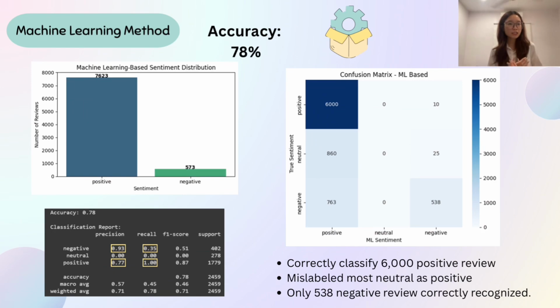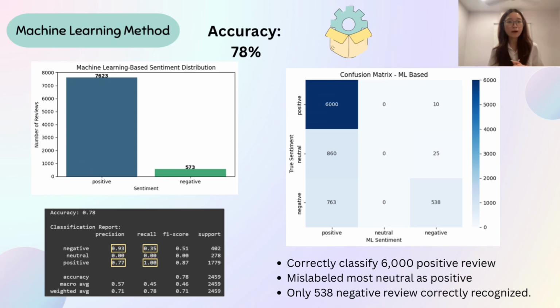Next, the machine learning model achieved a solid overall accuracy of 78%. It classified about 7,623 reviews as positive and only 573 as negative, showing a strong tendency toward positive classifications. It is more reliable than the lexicon-based model in capturing critical negative feedback.